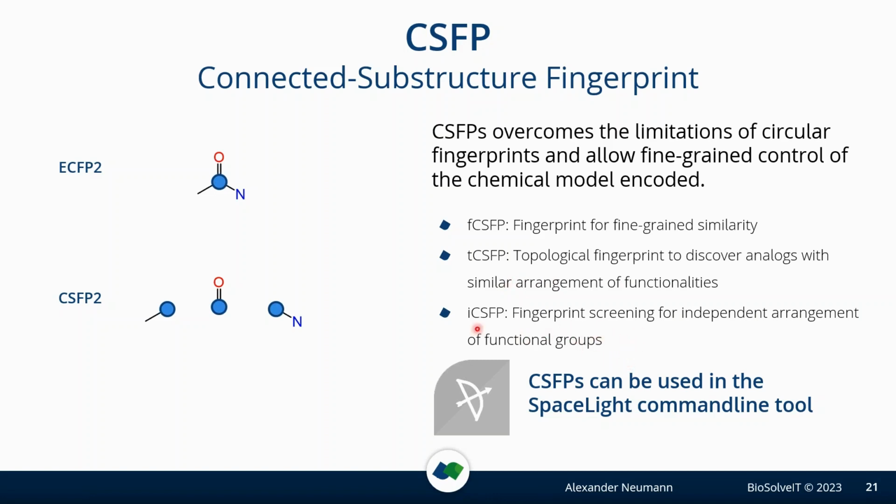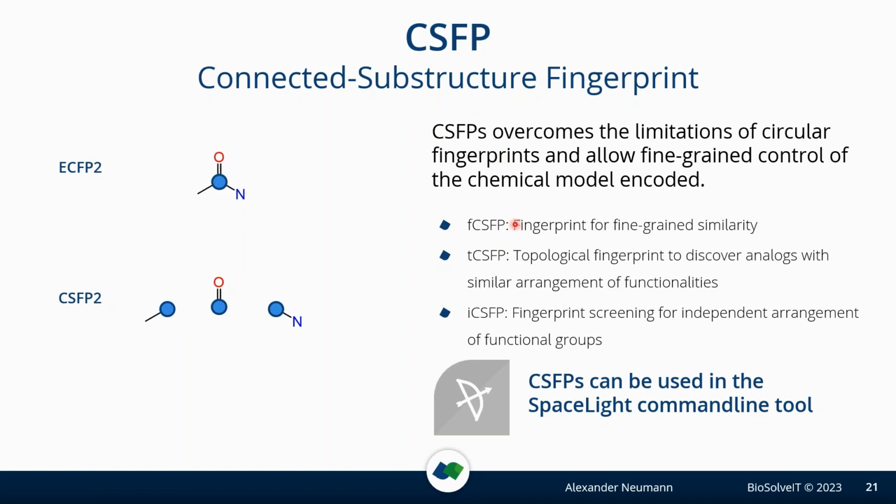And here we also have the ICSFP, which is a fingerprint for independent arrangement of functional groups. As of today, we didn't want to overload people with the possibilities of different fingerprints, so they are not part of infiniSee yet, but we plan to add them slowly, little by little, into the software so that people can search those spaces with them as well. But if you are eager to use them, you are free to do so with the SpaceLight command line tool.